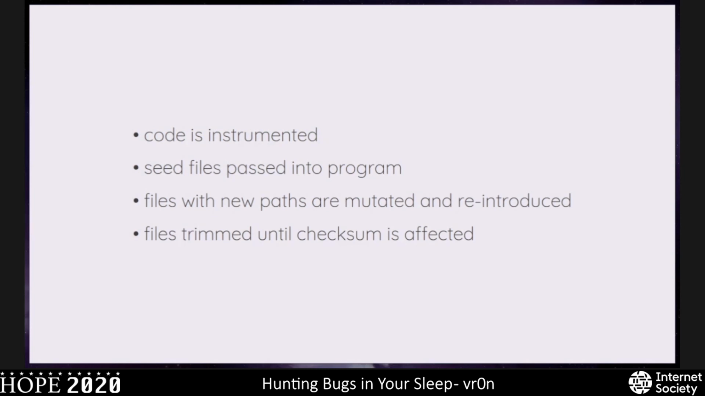And as I mentioned previously, because this is a feedback-driven fuzzer, once a new path is found, whatever input found that new path is mutated first, then put to the back of the queue to be thrown at the program again. And every now and again, AFL has this cleanup process where it trims files down until the checksum of the execution path is affected. So I'm talking about execution path. That might seem a little incomprehensible. Let me talk a little bit more about that.